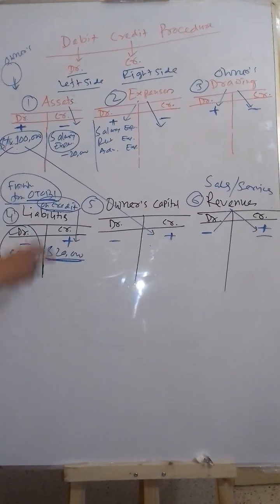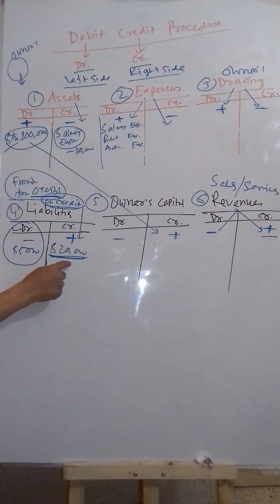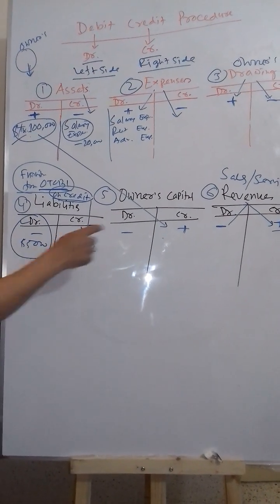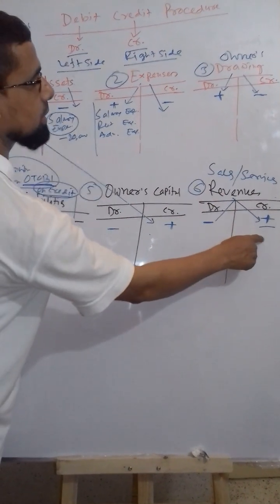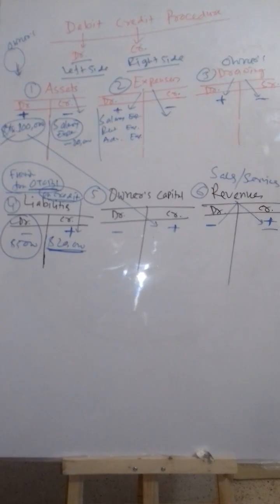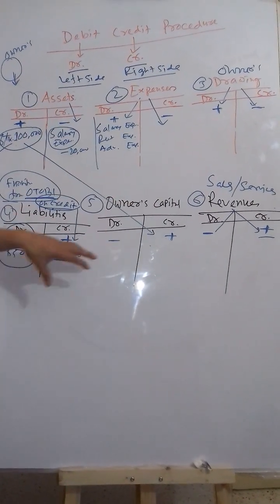That means individually, liabilities increase credit, liability decrease debit. Owner's capital increase credit, owner's capital decrease debit. Revenues increase credit, revenues decrease debit. So these are the debit and credit procedures.